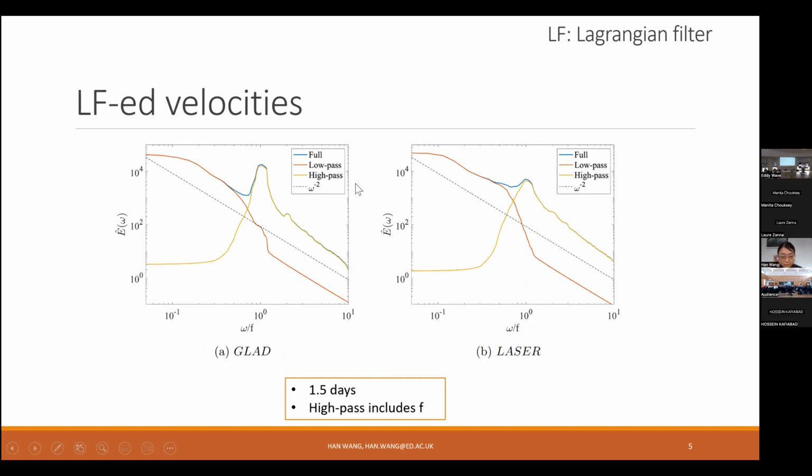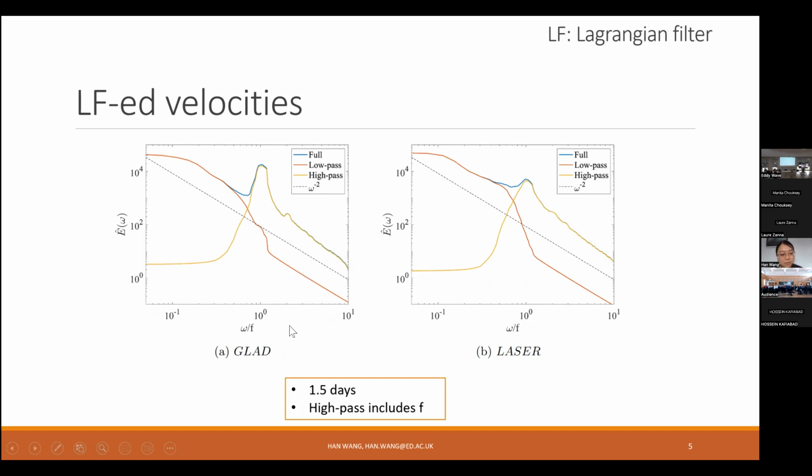And this is an illustration of what we actually do in the surface drifter datasets in GLAD and LASER. Plotted here are the power spectra of the velocity magnitudes. And we can see that the blue line is the full power spectrum, and the yellow line is the high-pass field, which includes all the inertial peaks and super-inertial motions. And the low-pass component contains a lot of the sub-inertial motions.